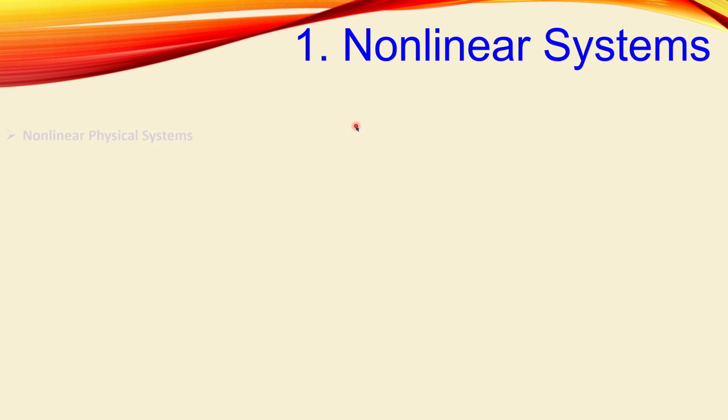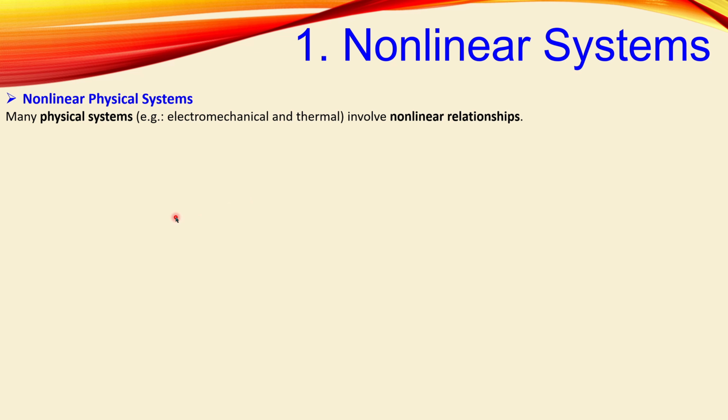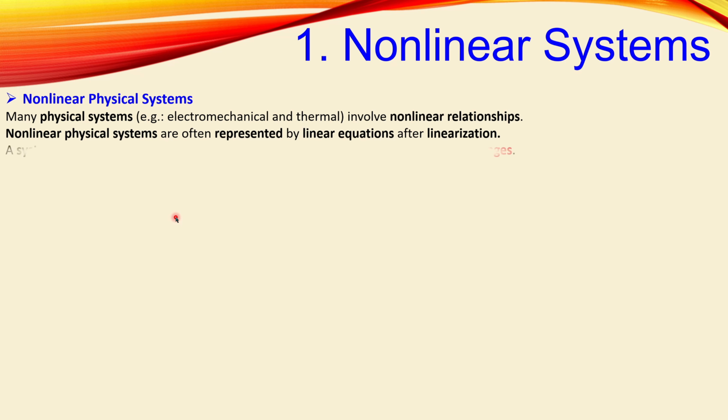Alright, first, nonlinear systems. Which is a nonlinear system or nonlinear physical systems? Many physical systems, let's say an electromechanical system, thermal, pneumatic or hydraulic, involve non-linear relationships. That is just behavior naturally. So nonlinear physical systems are often represented by linear equations, but after linearization. So in fact, it is not always linear.